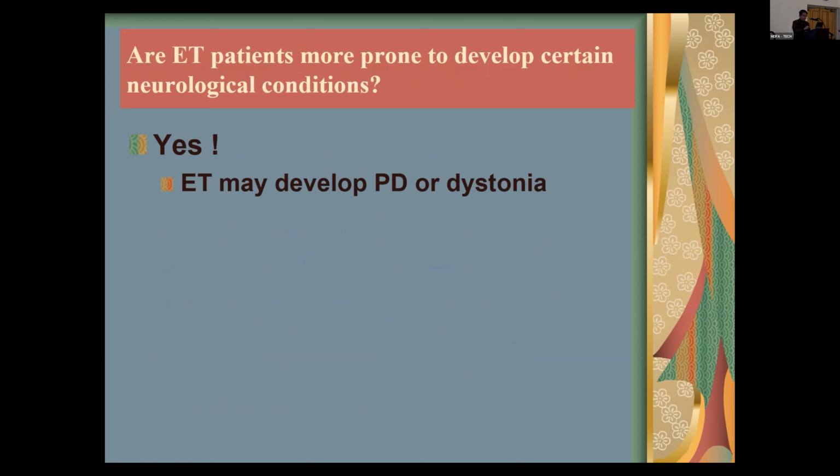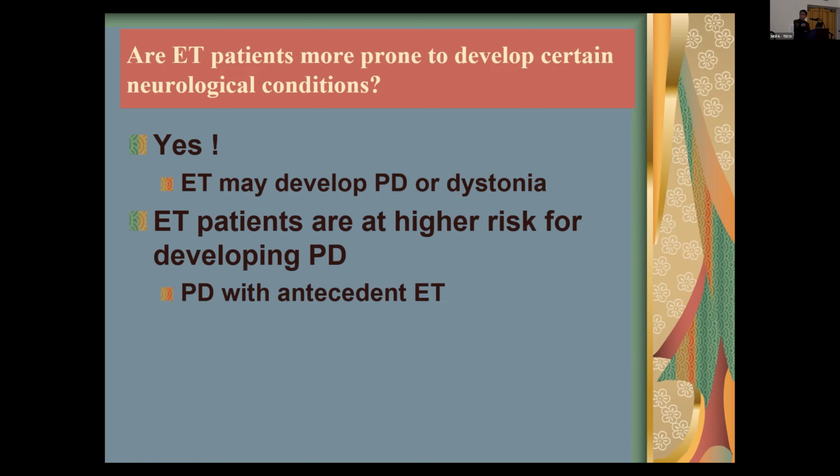And then patients ask me, we've got a family history of ET, and we also have a family history of Parkinson's. So does essential tremor lead to Parkinson's in some individuals? And the answer is yes. So it looks like if you have a family history of essential tremor, or if you have essential tremor, you are at higher risk for developing Parkinson's or dystonia down the road. So we call that Parkinson's disease with antecedent ET. And this is most commonly noted in patients with long-standing history of essential tremors.